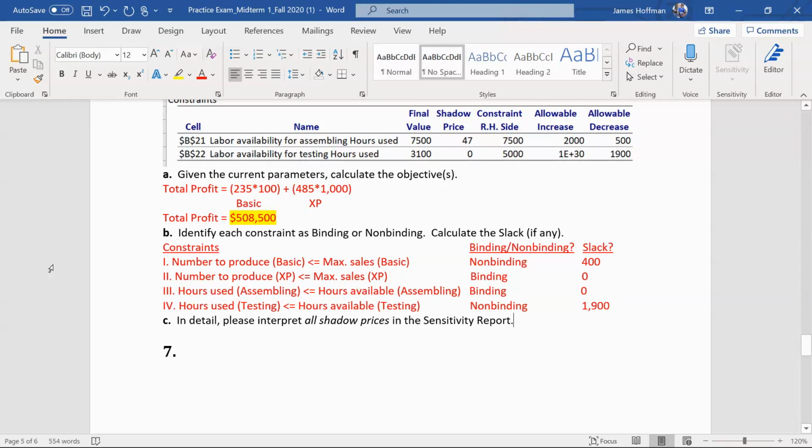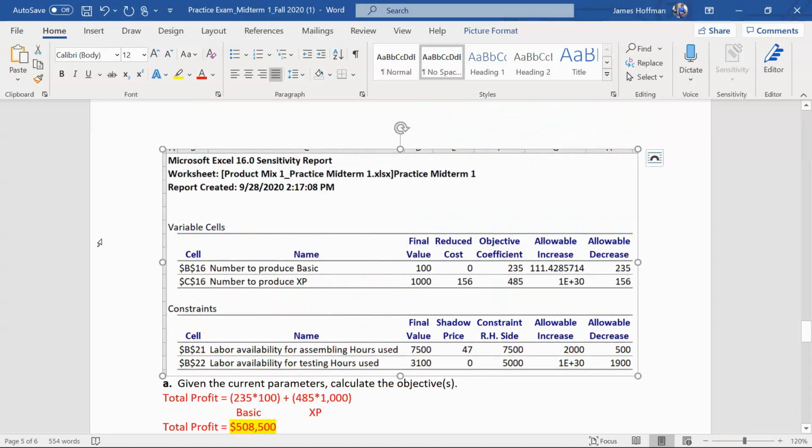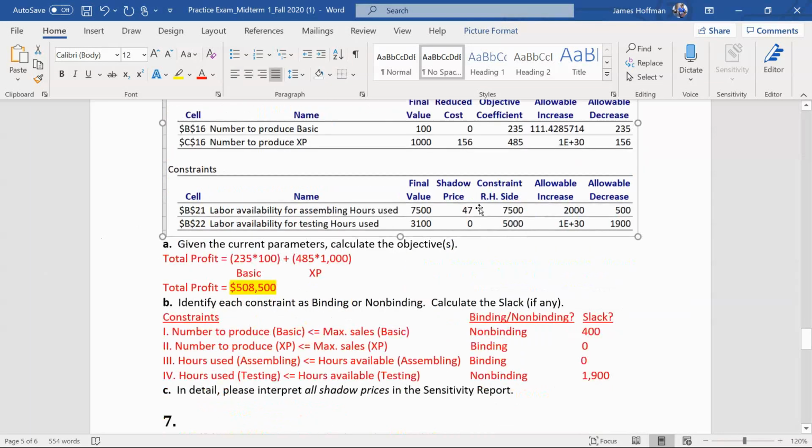Okay, then last part, in detail, interpret part C. Interpret all shadow prices in the sensitivity report. So you're going to get a screen cap of that. There it is. And so you've got a shadow price of $47 for assembling. Okay, so you should get a positive shadow price for the binding constraints and a zero shadow price for the non-binding constraints, which is exactly what happened here. So just interpret the 47 and the 0.